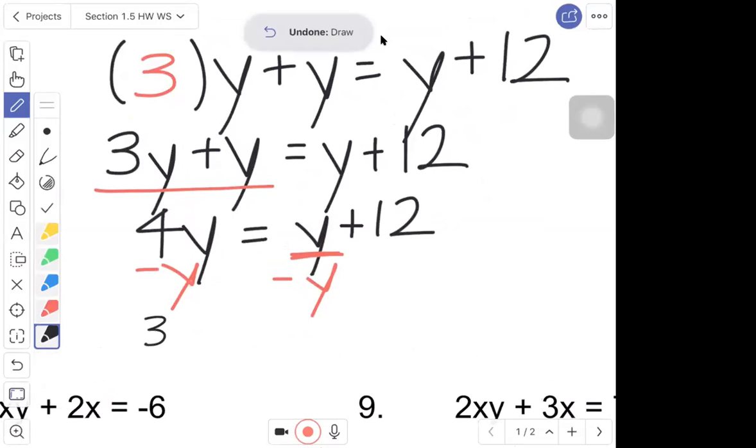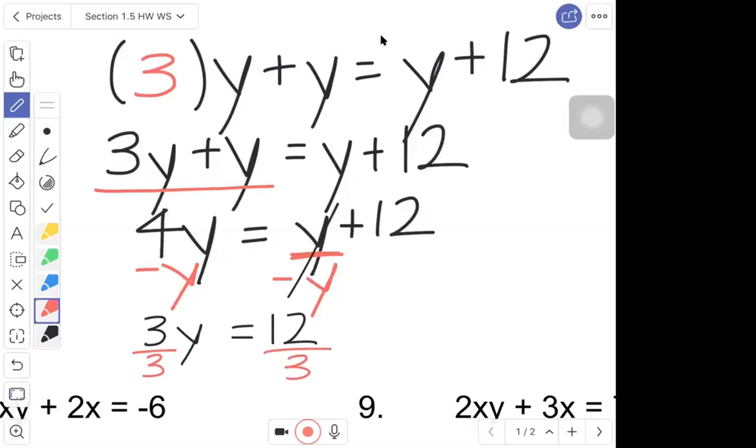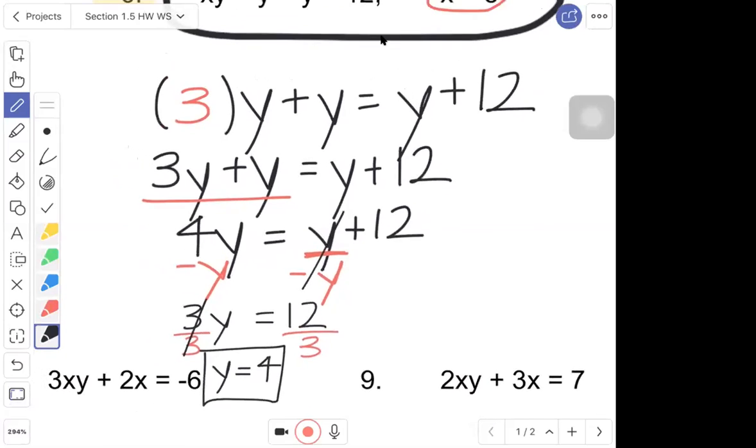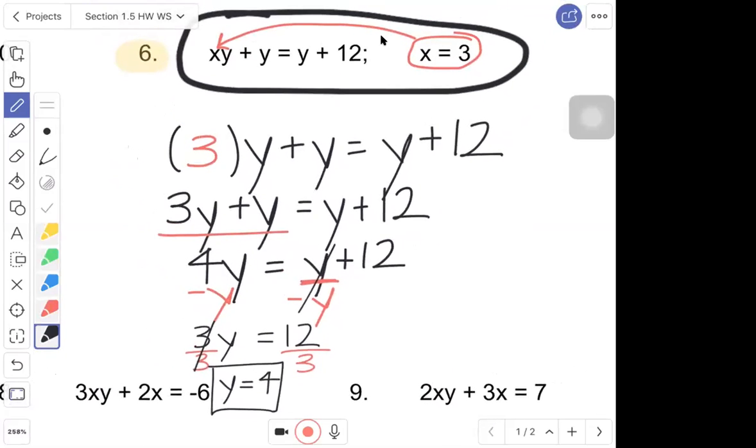And we have 3y equals 12. And our last step, we'll divide by 3 on both sides to get our y alone. And 12 divided by 3 is 4. Questions on that one?